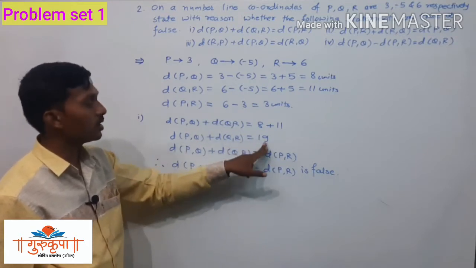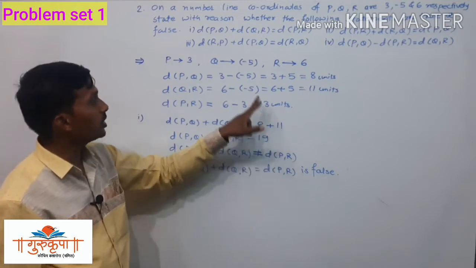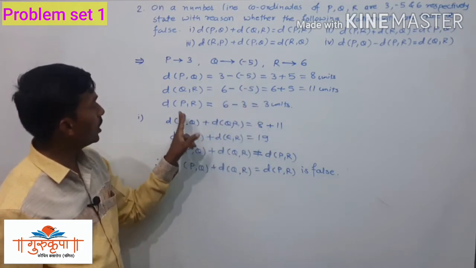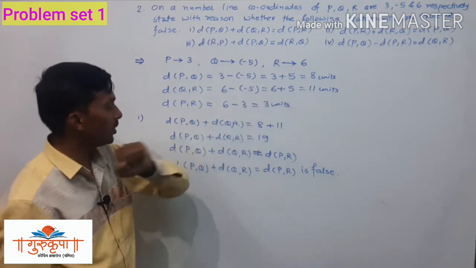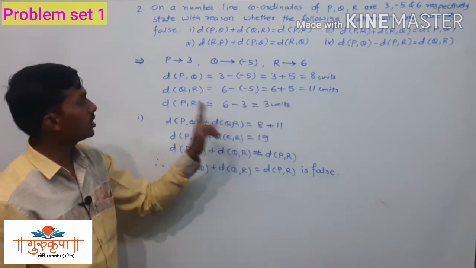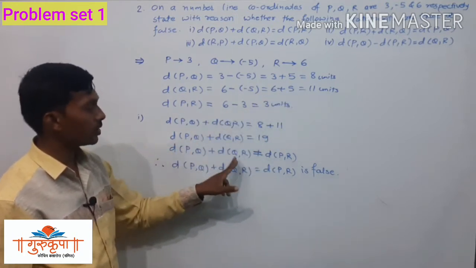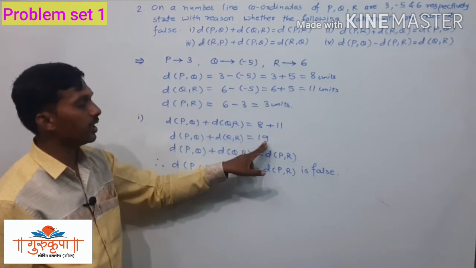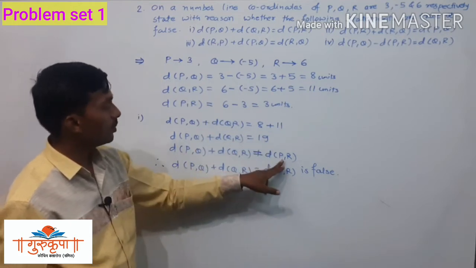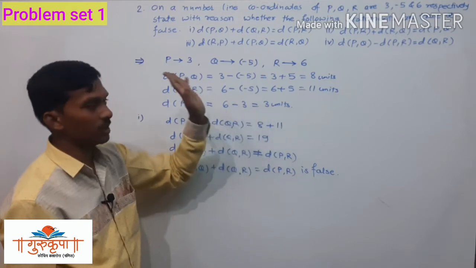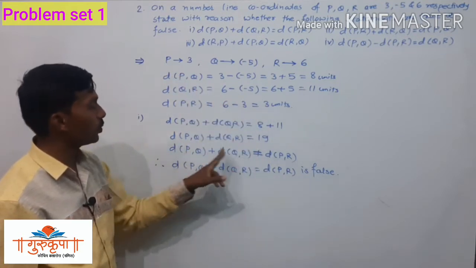PQ plus QR is 19. Sorry, PR is 3 units. Here PQ plus QR is equal to 19 we get, and actually the distance PR is 3 units. So that is not equal to PQ plus QR.